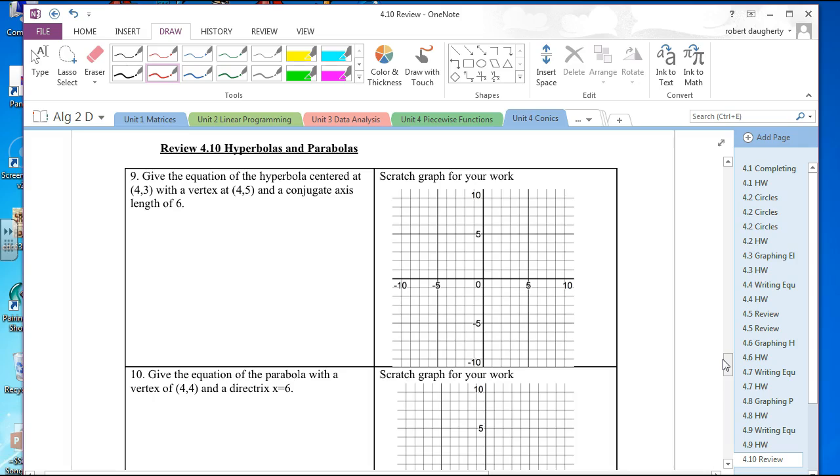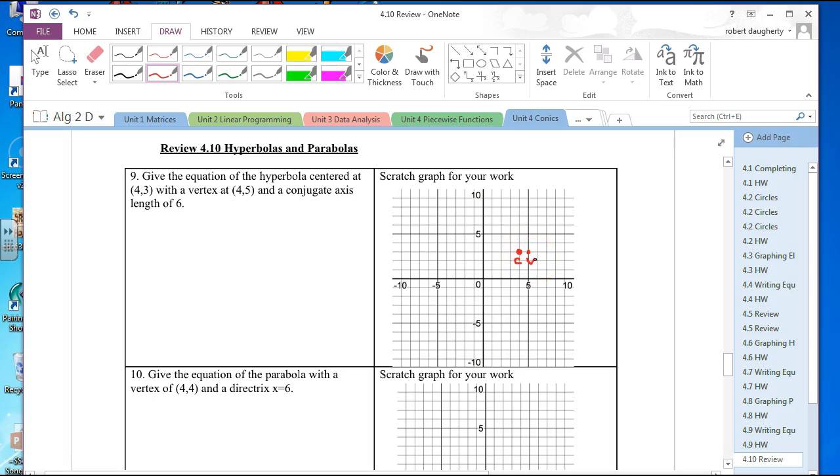Now I give you scenarios, I give you a scratch graph, so I'm not grading the graph, and use that information to come up with the equation. Give the equation of the hyperbola that is centered at 4, 3. So this is 4, 3. And it has a vertex at 4, 5. So that's a center. That's a vertex.